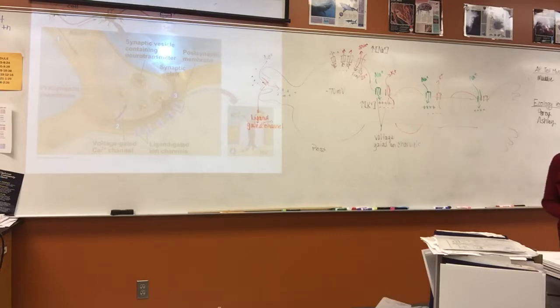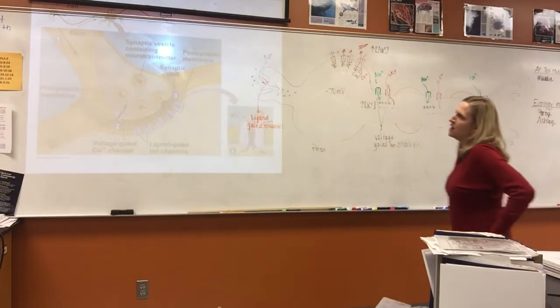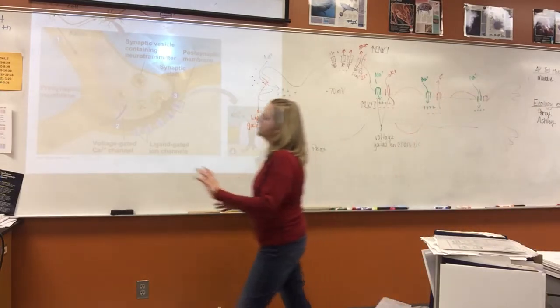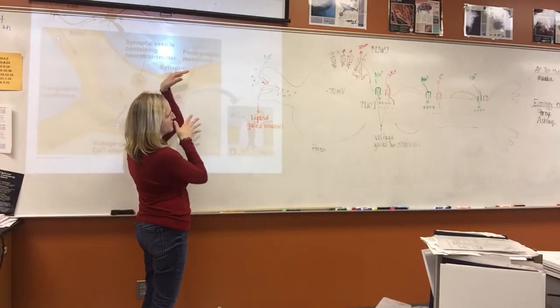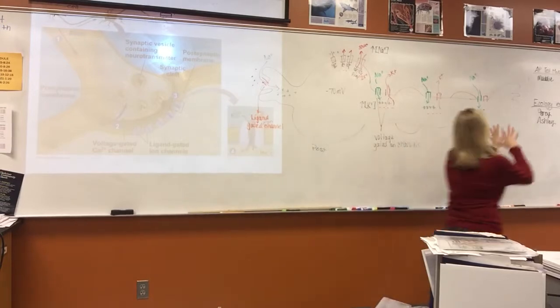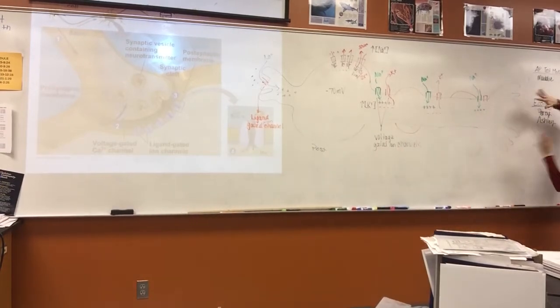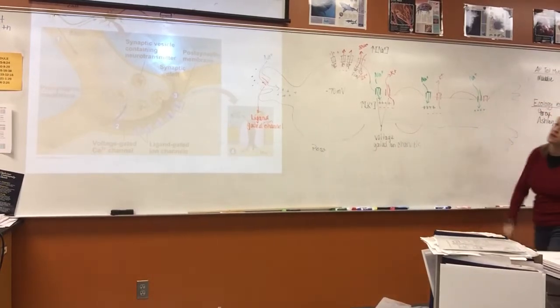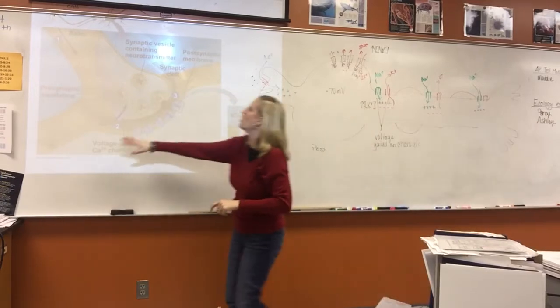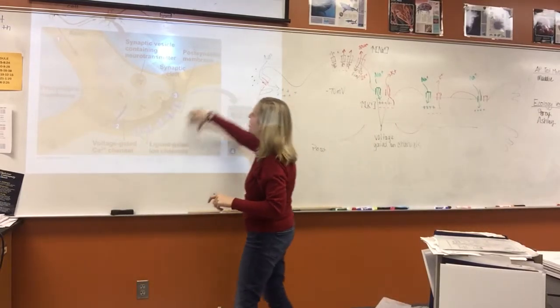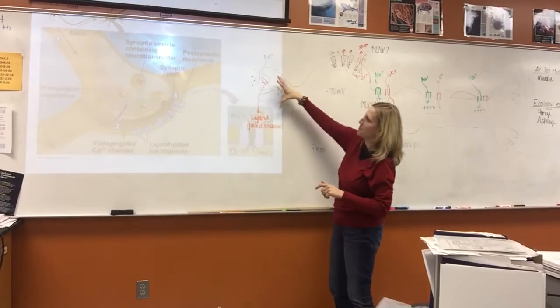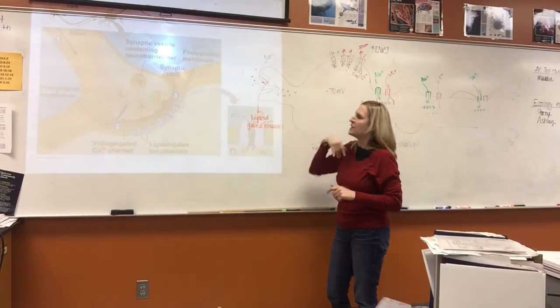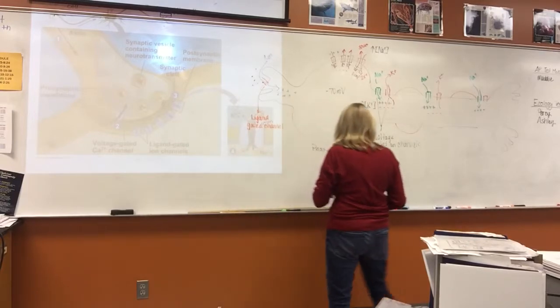Let's look at this picture and show what's going on here. So what we're looking at here is the presynaptic membrane. This will be the synaptic terminal, this part of the cell going to communicate with another cell. And this is the postsynaptic membrane. What part of the postsynaptic cell is it? The dendrites. Remember, the dendrites receive the signal. So that's what we're looking at.